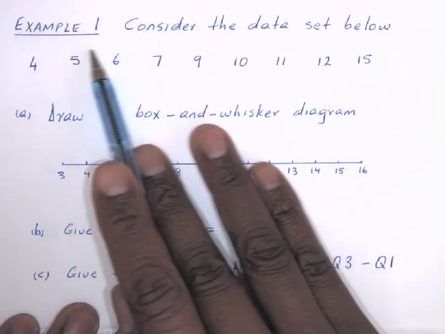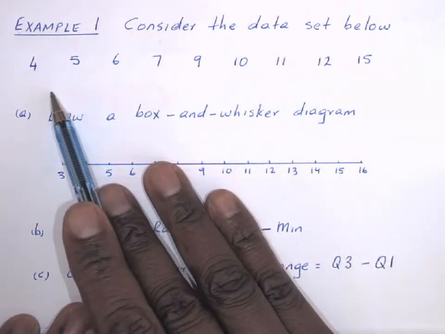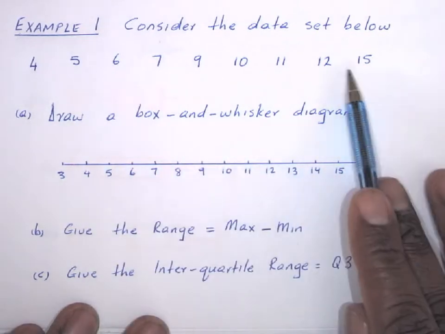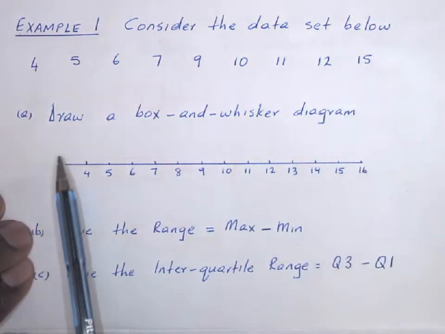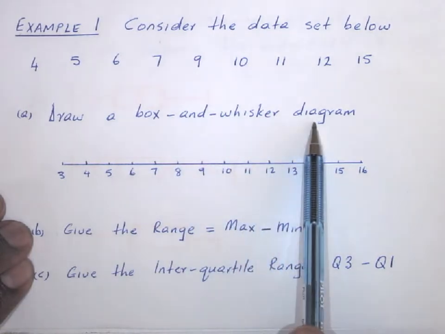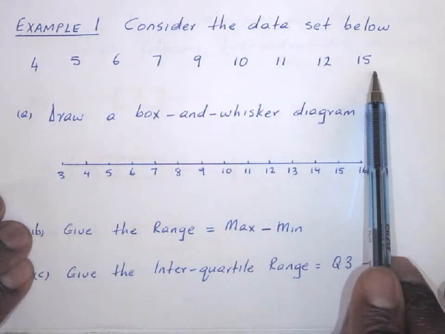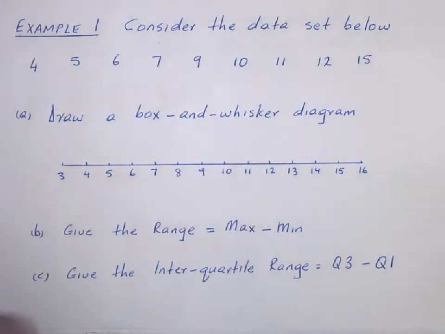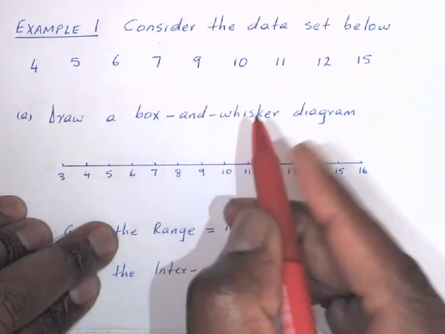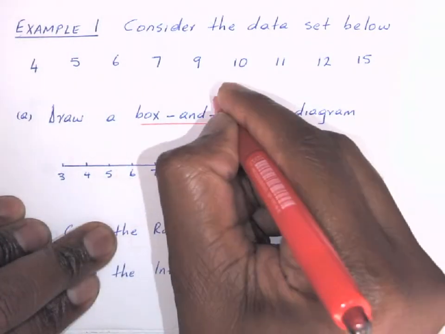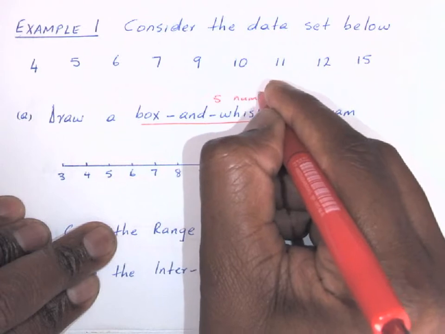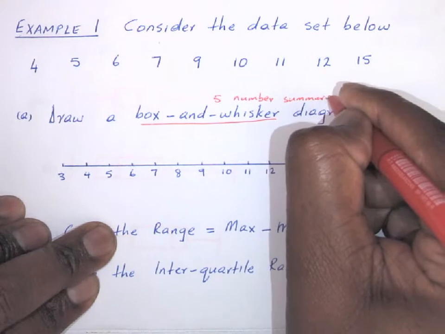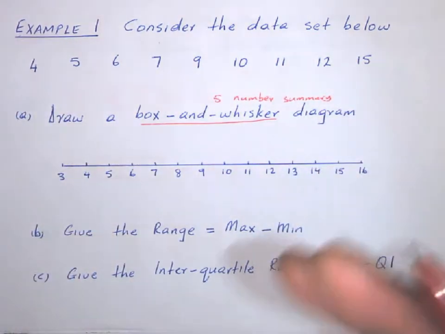Let's consider this example. They say consider the data set below: 4, 5, 6, 7, 9, 10, 11, 12 and 15. So these are the values that are given. Now they say we must draw a box and whisker diagram from this data set. To draw the box and whisker diagram, you need 5 numbers, which we call the 5-number summary. So from these numbers we must be able to find 5 numbers.